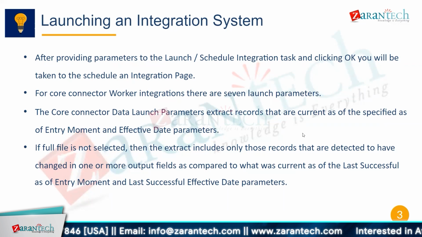The core connected data launch parameter extracts records that are current as of the specified date of entry movement and effective date parameters. If the full file is not selected, then the extract includes only those records that are detected to have a change in one or more output fields as compared to what was current as of the last successful entry movement and last successful effective date parameters. So if your integration is running on a schedule and you don't need to send a complete full file of your integration and all the tenant worker details, then you can send only the change details files as well.